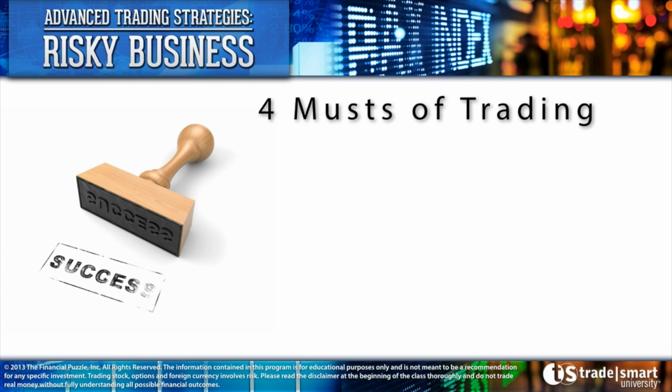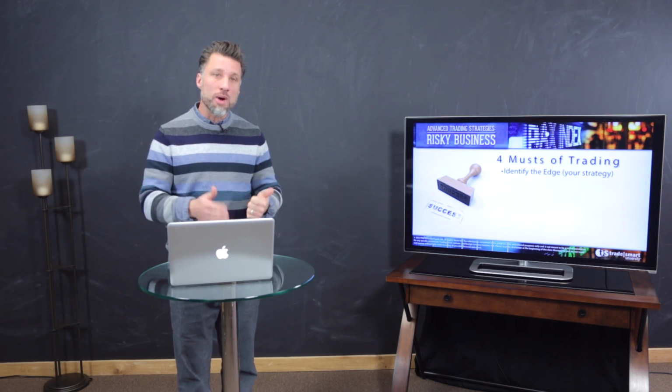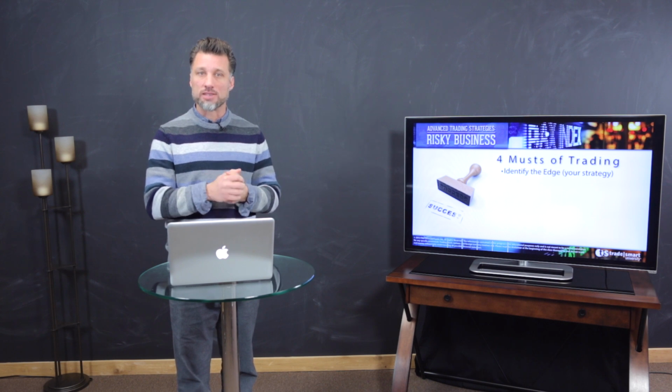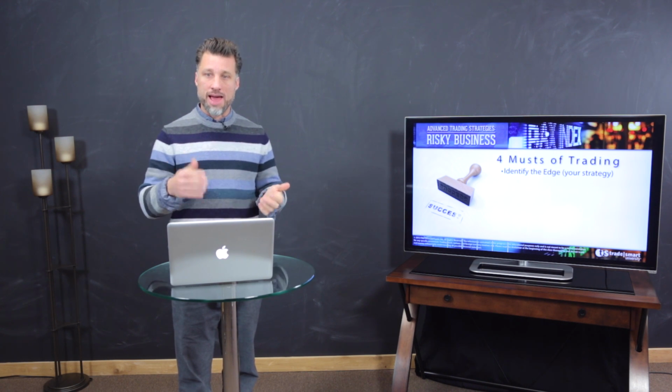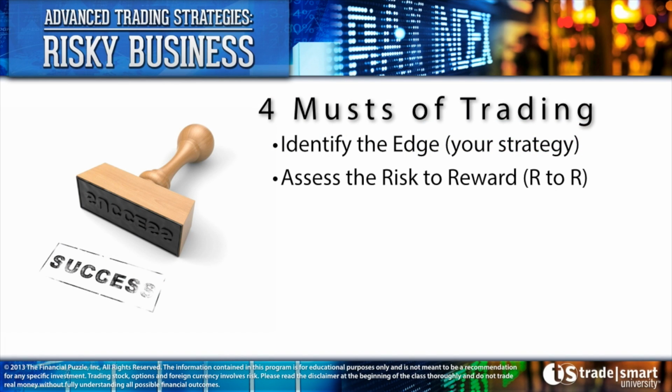And so a quick review, the 4 musts of trading. You want to identify your edge. People always ask me, you always say edge, Alfonso. How do I know what my edge is? Your edge is your strategy, your specific way that you rule out charts that you won't trade and have rules that are specific to charts that you will trade. Then you need to assess the risk to reward ratio. Remember, you don't want to be trading to risk 100 to make 100. You want to be risking 1 risk unit to make 3 plus risk units.